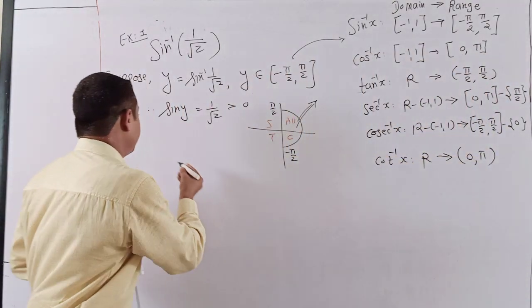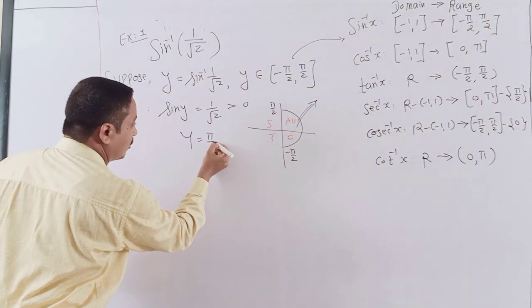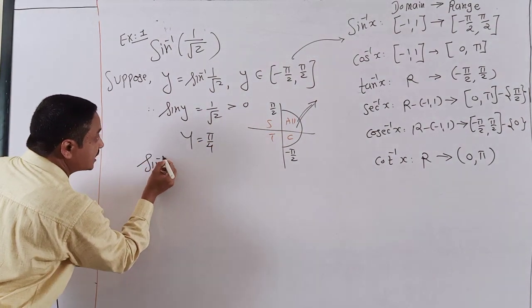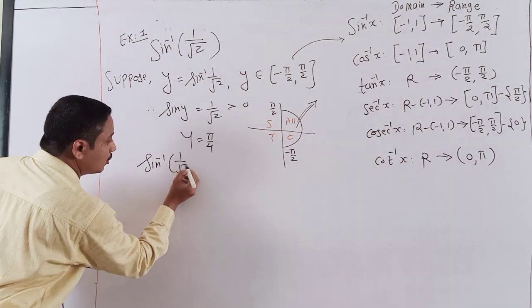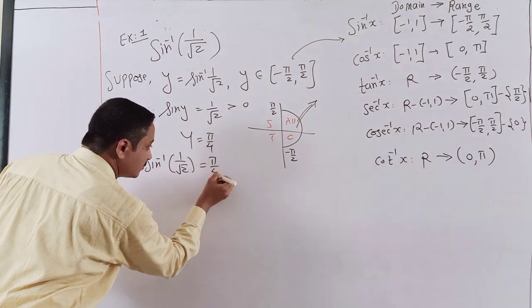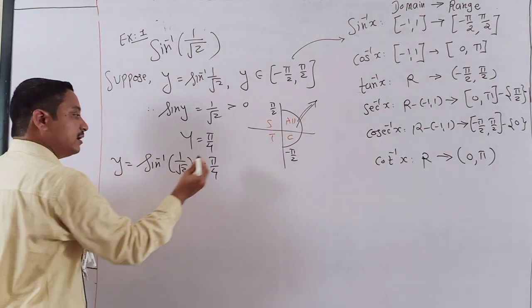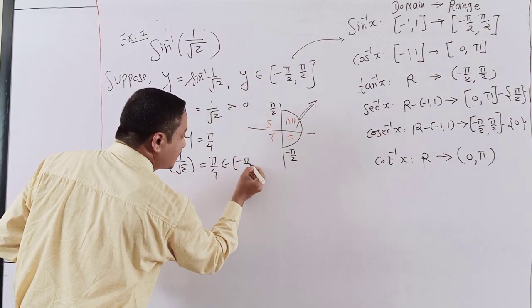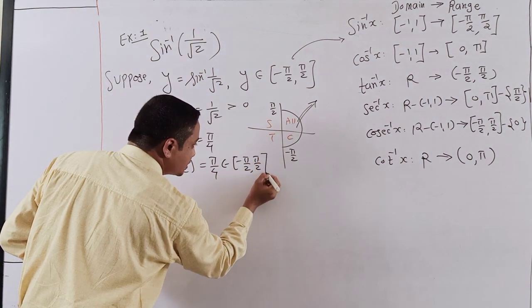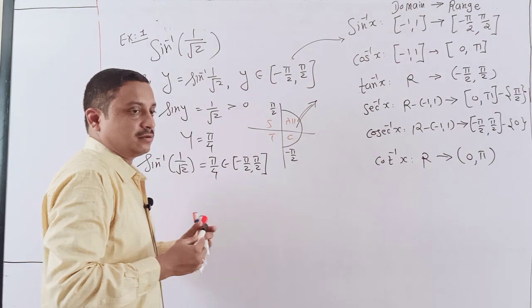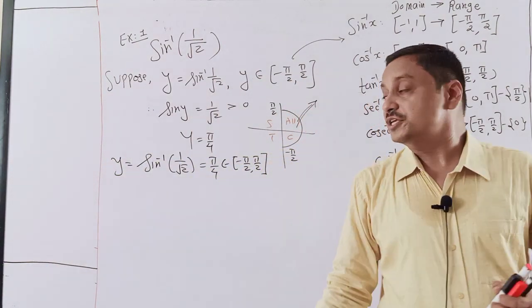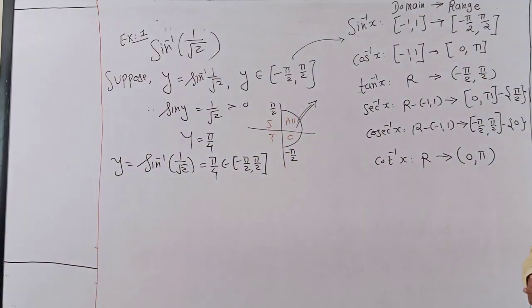So I just create here y is equal to pi by 4. And the last answer, sine inverse 1 by root 2, is pi by 4. It is y, already assumed, and belongs to minus pi by 2 to pi by 2. That's your range, compulsory, your answer must belong to this range. And that's your short and sweet answer.